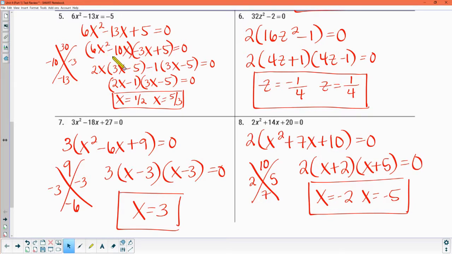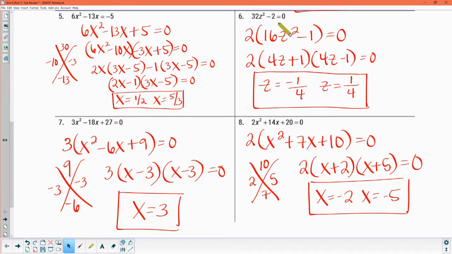I grouped the first two and they had a GCF of 2x. I grouped the second two and they had a GCF of -1. My parentheses match. I ended up with 3x minus 5, so that becomes one of my factors. And the other factor is 2x minus 1. So x should be 1/2 and x should be 5/3. And these x values I'm just getting from setting each factor equal to 0.